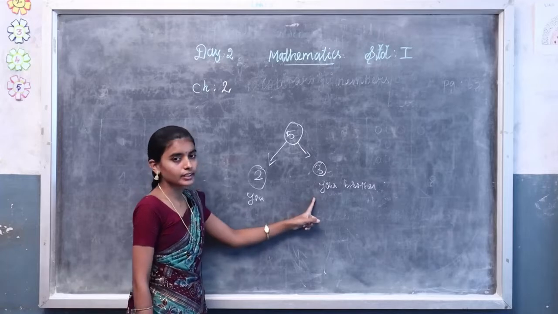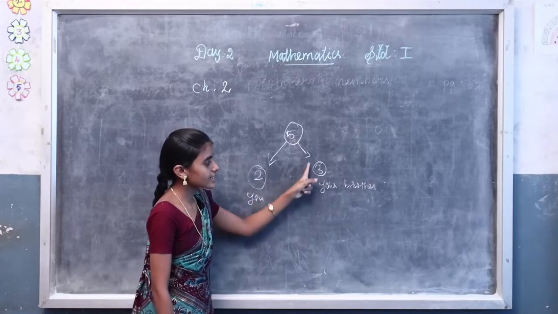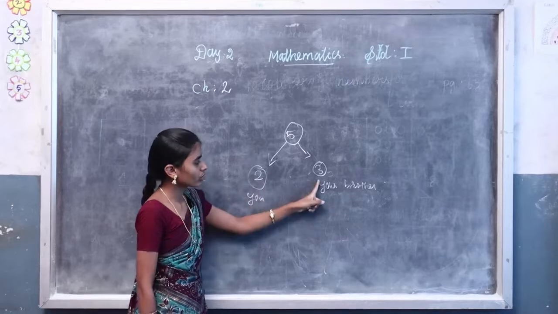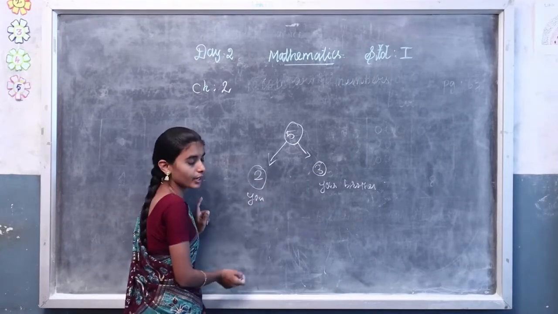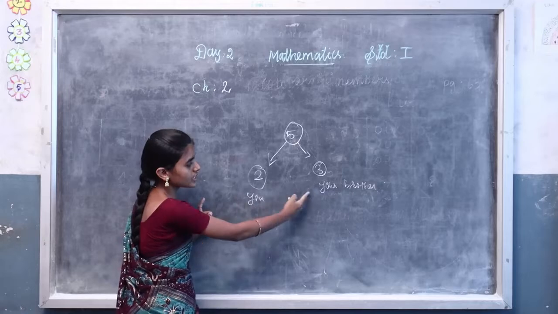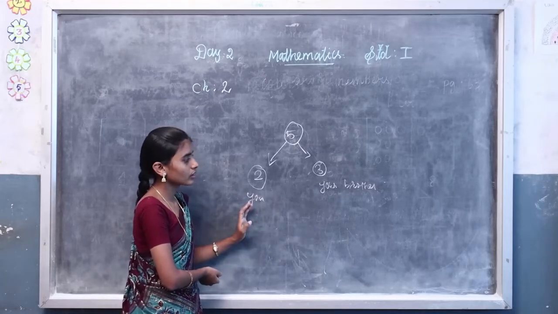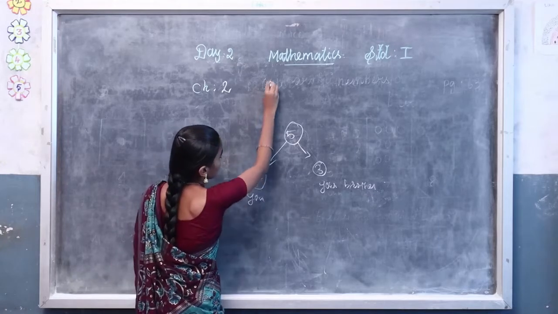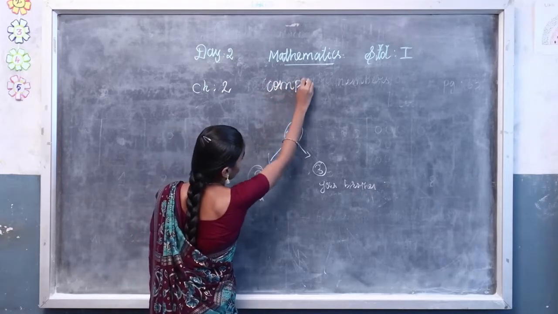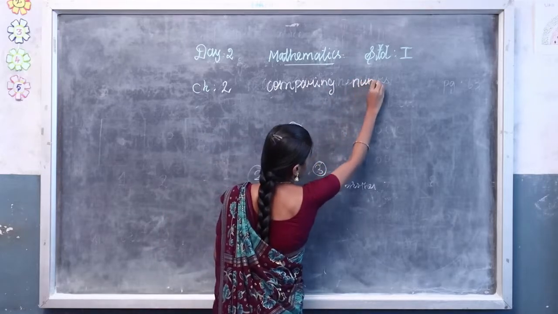Do you accept that? No. Why? Because your brother has more toys than you. Because 3 is the greater number. So how did you find that it is the greater one, and it is the smaller one? All of you compared the number of the toys. So today's topic is comparing numbers.